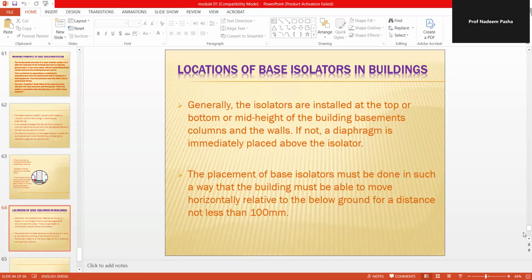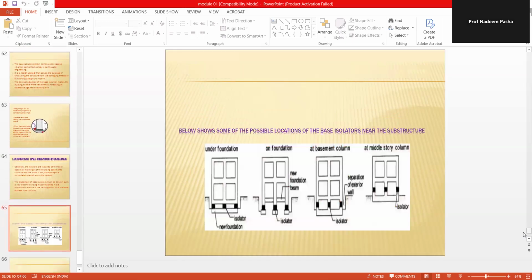So the building shown below shows the possible locations of base isolator near the substructure. If you see here, under foundation, the isolator is provided here. New foundation is provided in this way. On foundation, the new foundation beam is here, whereas the isolator is here. At a basement column, the isolator is here. Separation of exterior wall is here. At a middle story column, the isolator is here.